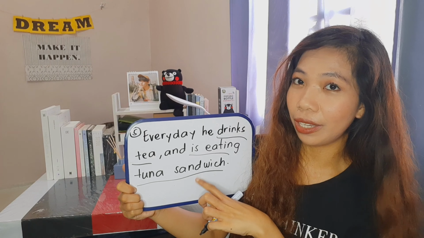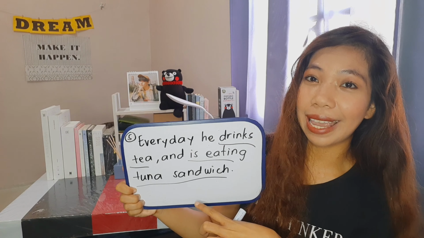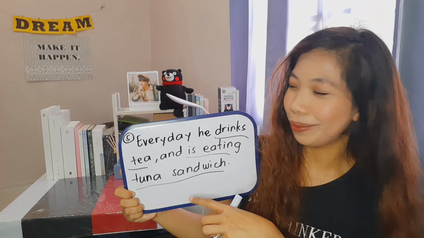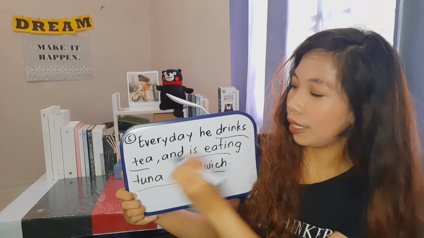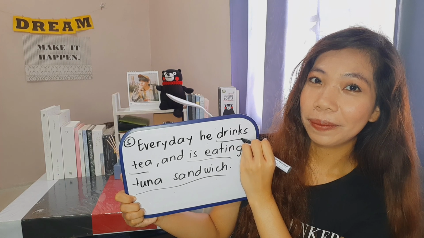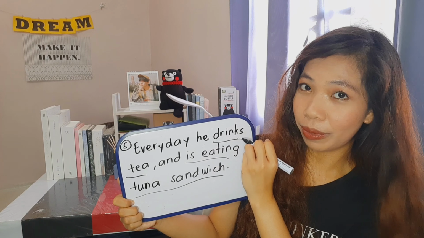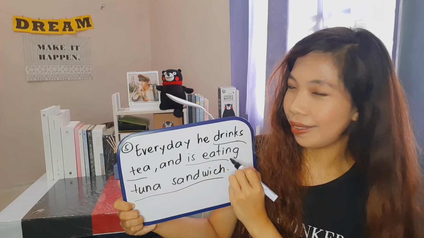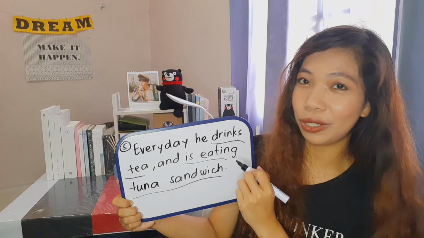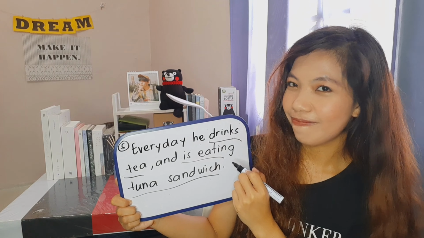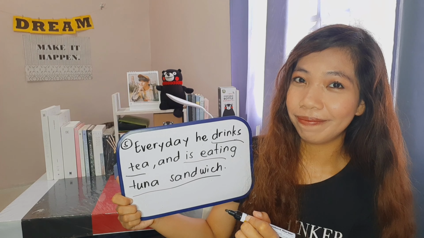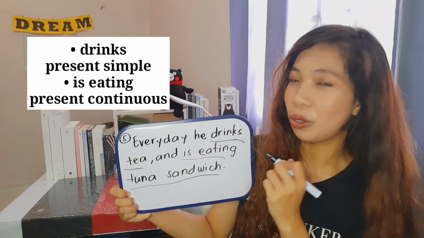Listen to the pronunciation of this word. It's sandwich, silent D. All right? He drinks tea. This one is in simple present. We have here S, as we have here is, be verb, and then ing. The ing form of the action word. Are they parallel? Are they in the same grammatical structure? No, they're not. So what should we do?